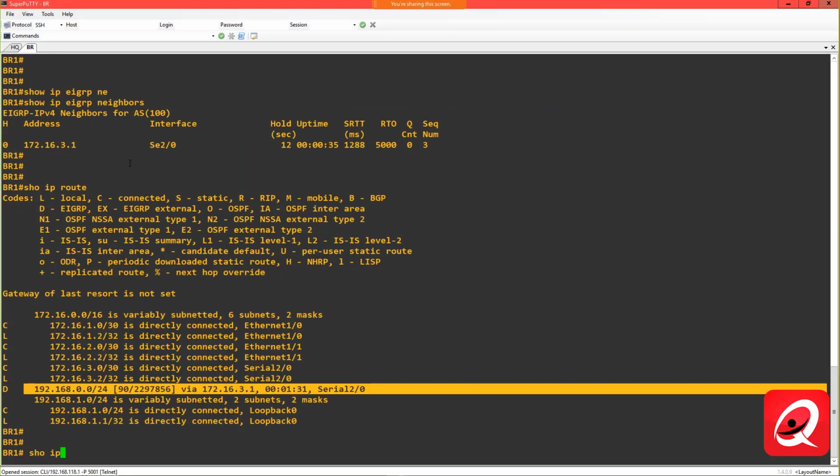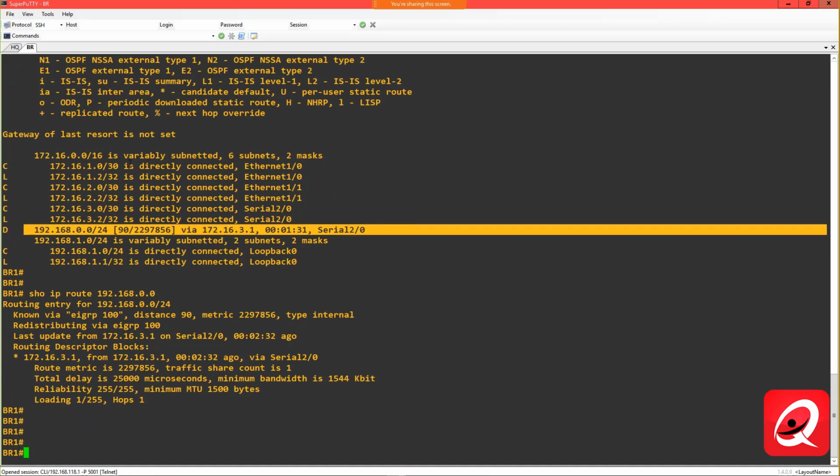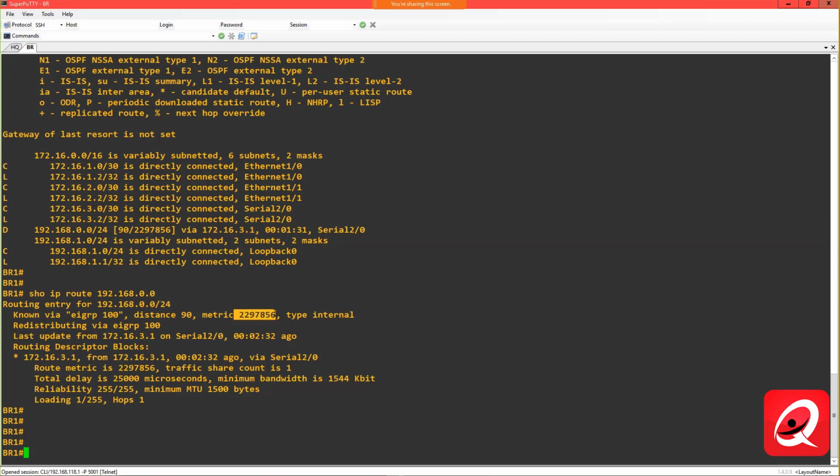So let's do a show IP route, 192.168.0.0. And we can see from this particular route, we're learning this through EIGRP 100. It's got a metric of 229.7856. It's an internal route. It's coming in via EIGRP 100. 3.1 is the next hop. The exit interface is serial 2.0. We learned about this route 2 minutes and 32 seconds ago.